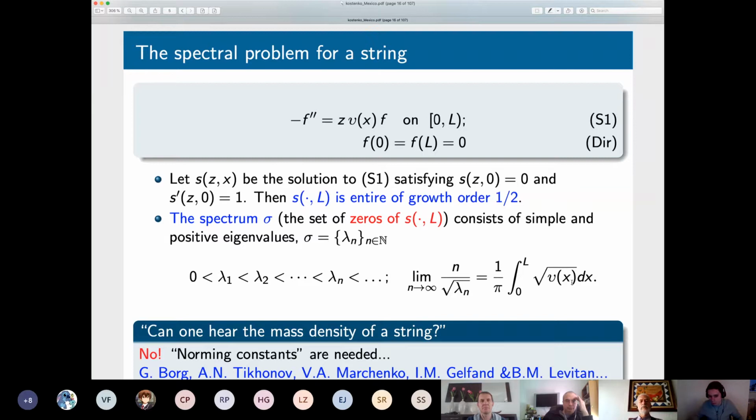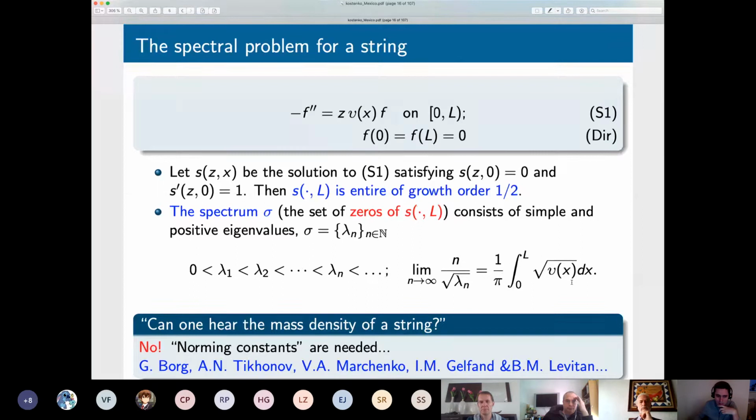And the subject here is indeed huge, and everything started from the work of Borg. Exactly for strings, there was a paper by Tikhonov, I think in Doklady in 1949, before Marchenko and before Gelfand and Levitan, who proved uniqueness. That is, if you have eigenvalues and norming constants, and assuming V is L1, Tikhonov already proved that this is sufficient for uniqueness. Then there were fundamental works by Marchenko, Gelfand, and Levitan, who also presented a procedure for how to recover the potential if you know eigenvalues and norming constants.